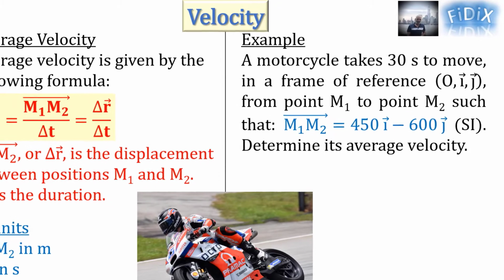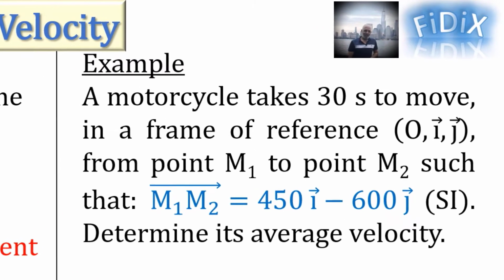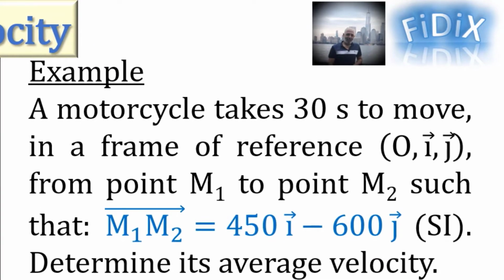Example: a motorcycle takes 30 seconds to move in a frame of reference OIJ from point M1 to point M2 such that M1M2 equals 450i minus 600j in the SI. Determine its average velocity.